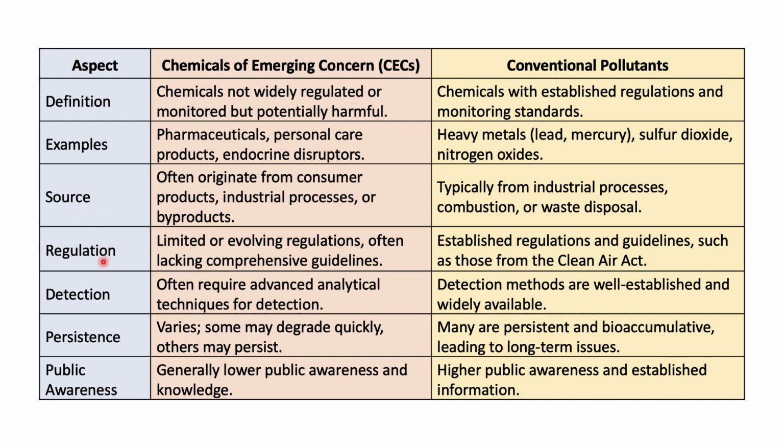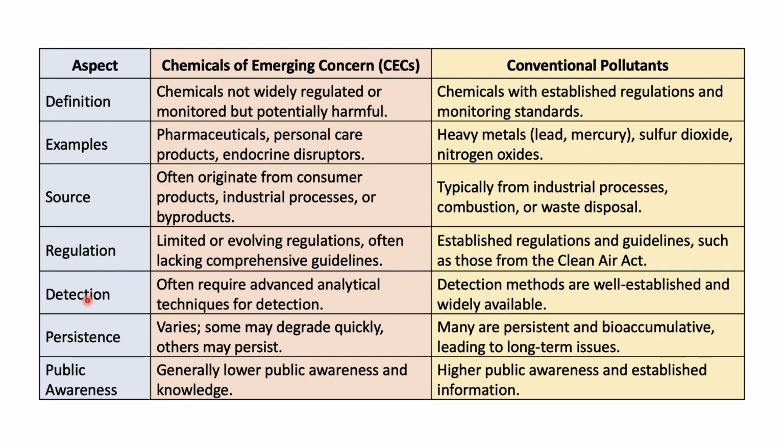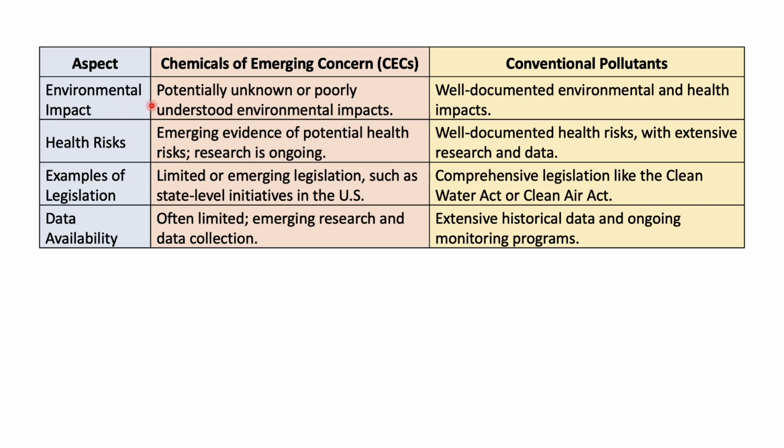And the sources are given, and what regulations we currently have to control this, and how do we detect it. Basically, if you look at the detection, the chemicals of emerging concern require advanced analytical techniques for detection because they are present in very small quantities. But for the conventional pollutants, we already know they are pollutants, so lots of analytical methods are already developed for their detection. Persistence and public awareness are the things we have given here. And what is the major environmental impact? For the chemicals of emerging concern, they have potentially unknown or poorly understood environmental impact.